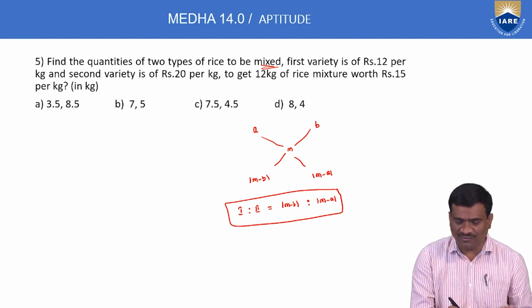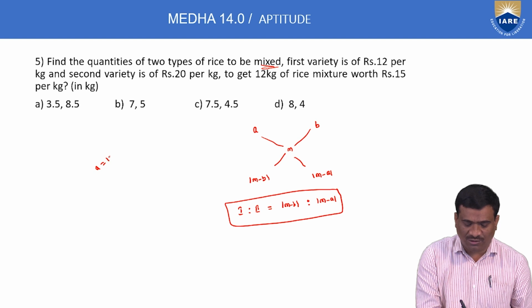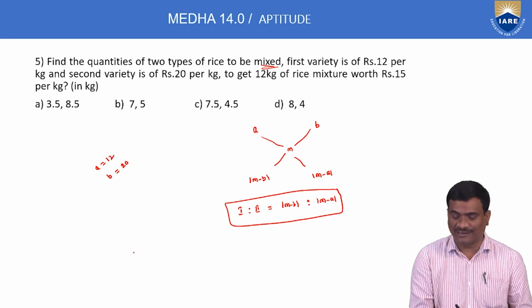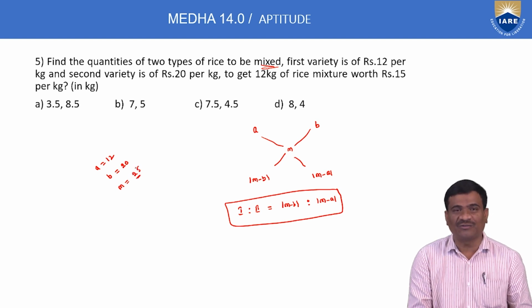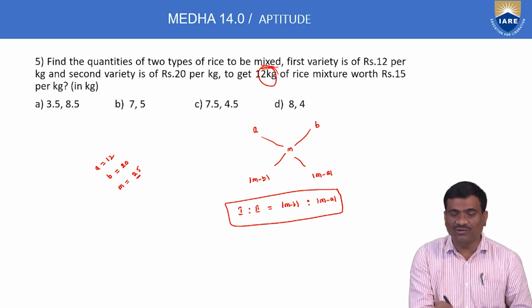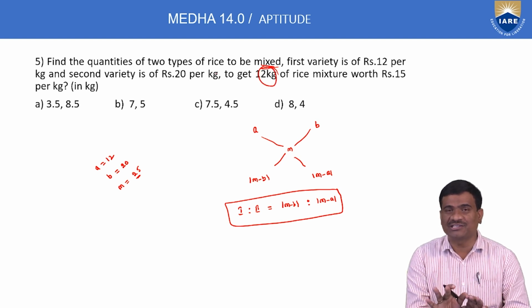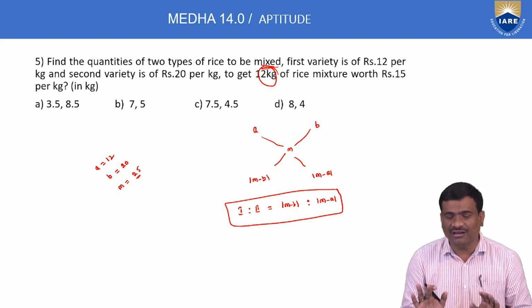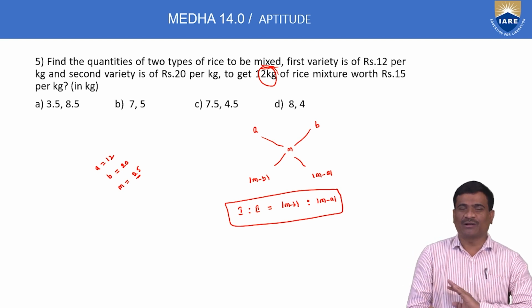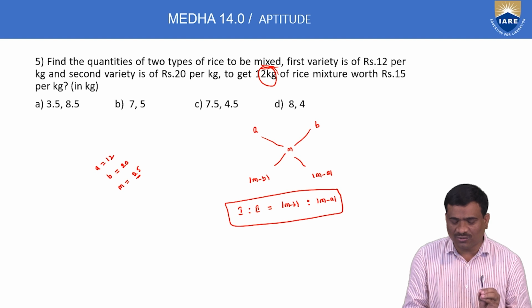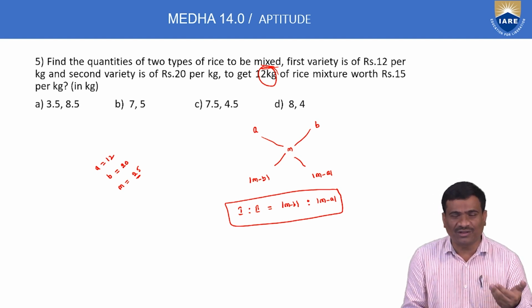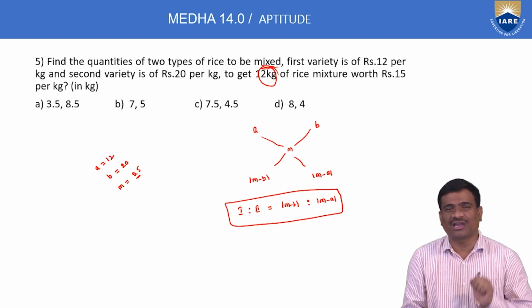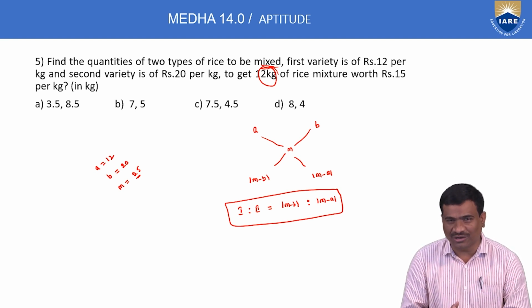Here type 1 variety A is equal to 12. Type 2 variety B is equal to 20. Then mixed variety M is equal to 25. But total weight is 12 kg. 12 kg is called quantity. Here consider only prices but not quantities. Total quantity 12 kg. In 12 kg, calculate type 1 variety quantity and also calculate type 2 variety quantity.